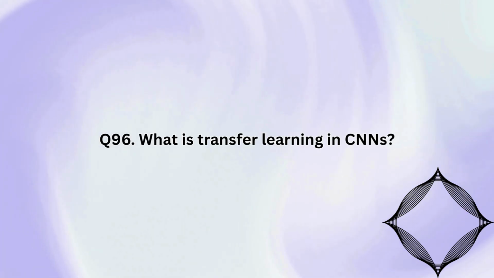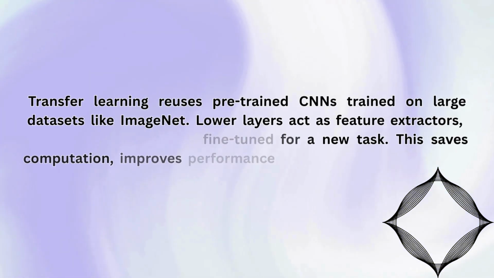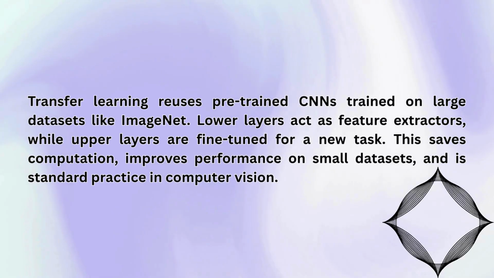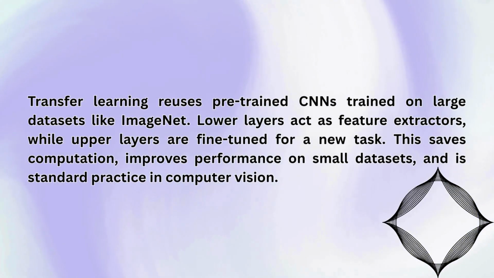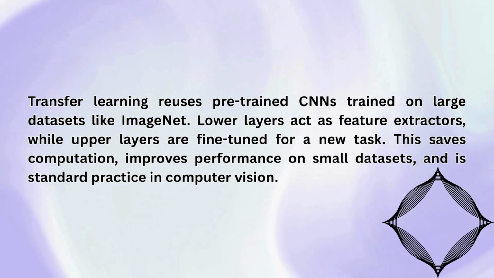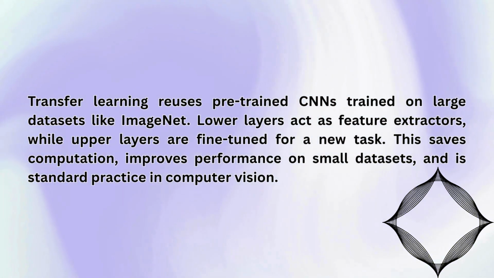What is transfer learning in CNNs? Transfer learning reuses pre-trained CNNs trained on large datasets like ImageNet. Lower layers act as feature extractors, while upper layers are fine-tuned for a new task. This saves computation, improves performance on small datasets, and is standard practice in computer vision.